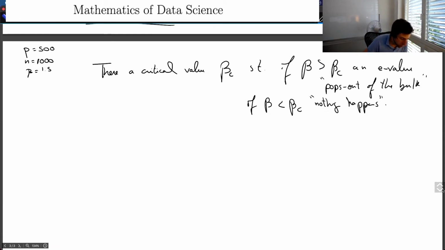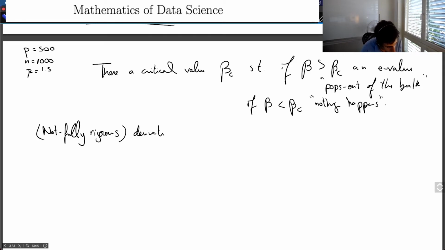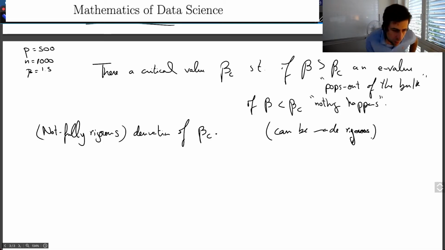Okay, and so what I'm going to do now is a semi-rigorous, not fully rigorous, derivation of beta c. Even though this is not fully rigorous, it can be made rigorous. This is important, so it's not like I'm just giving some kind of heuristic. It's just that I'm going to skip a few steps, because the technical steps are laborious and they take time and a lot of effort. I want to talk about other things too, but it can be made rigorous, and there's a reference in the notes.